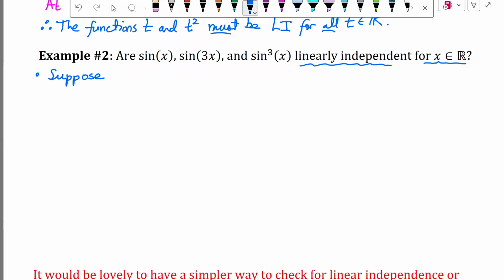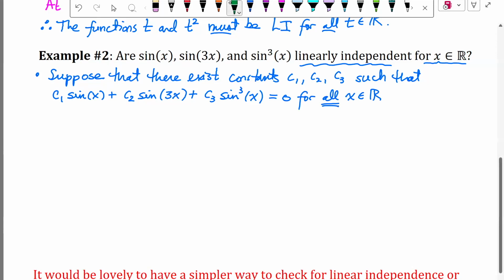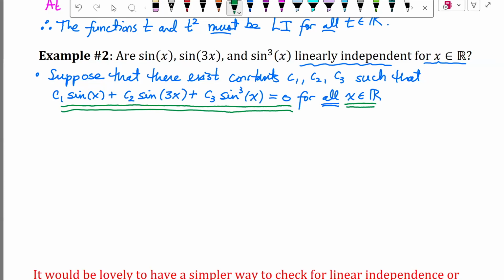Once again, we're going to use this idea that if this linear combination has to be 0 at every point x on the real line, then it is 0 for any specific x that I choose. And I will test what happens to this equation at three different points x on the real line, which will give me three equations and three unknowns and tell me something about what the constants c1, c2, and c3 have to be.